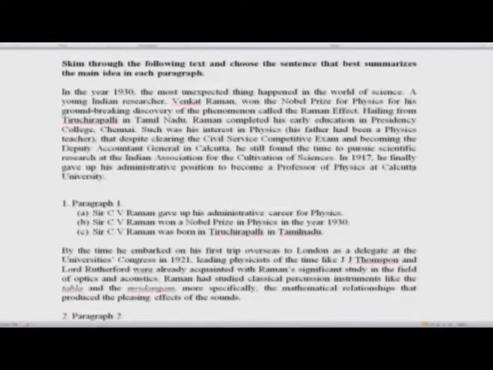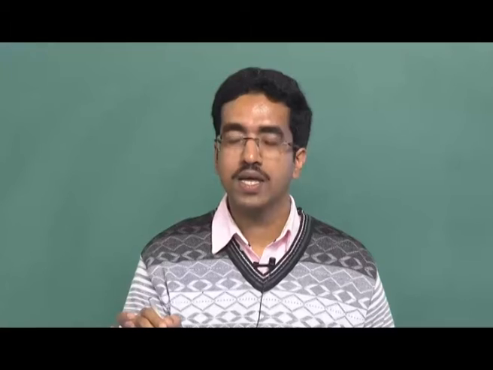So, if you have to sum up the main idea of this paragraph, how would you do it? There are three options here. Let us look at the options. Sir C. V. Raman gave up his administrative career for physics. Sir C. V. Raman won a Nobel Prize in Physics in the year 1930. Sir C. V. Raman was born in Tiruchirappalli in Tamil Nadu. So, here you will clearly see that Sir C. V. Raman won. This is the main idea we would want to focus on.